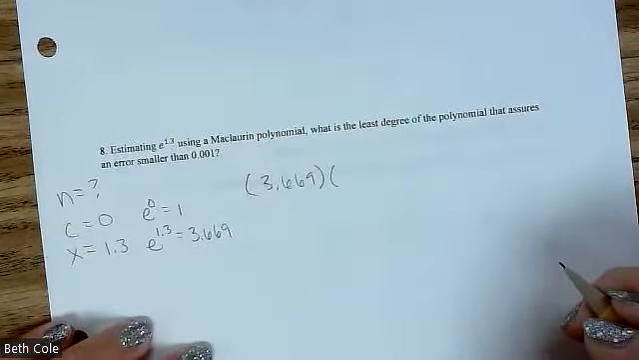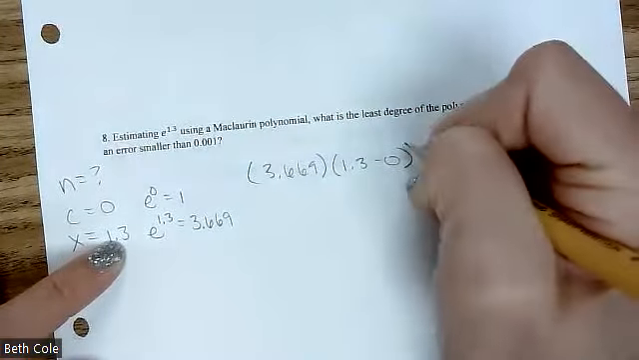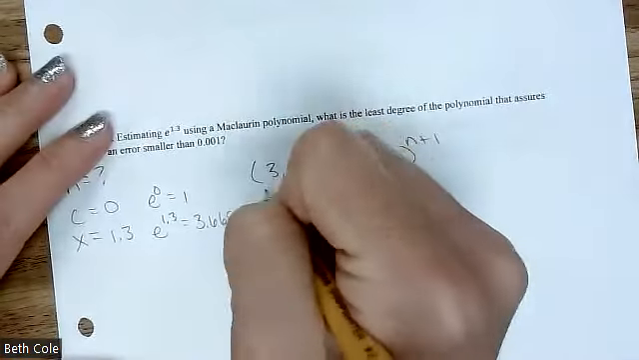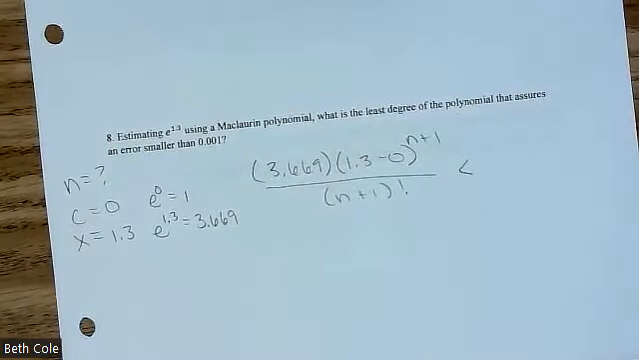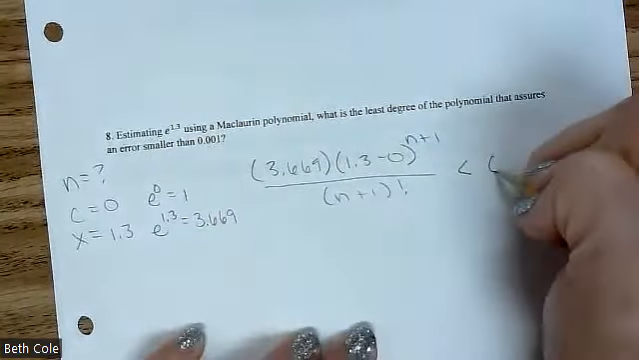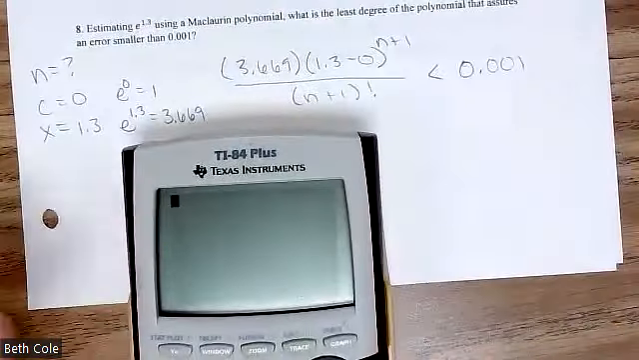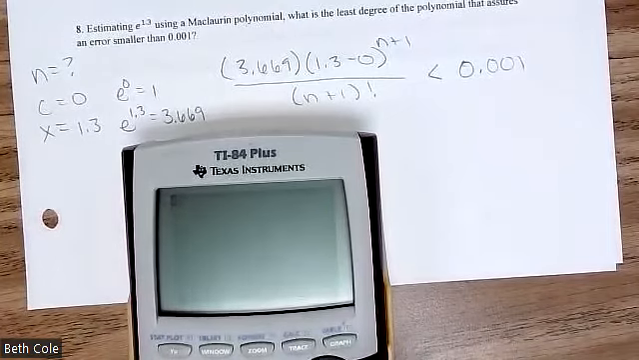And then it's x minus c to the power n plus 1. It's always the next term. And then over n plus 1 factorial. And we want that to be smaller than 0.001. Now here's the annoying part. You have to be like, what if n is 3? What if n is 4? What if n is 5? Until you get it to work.